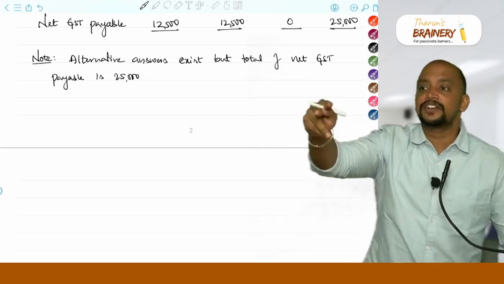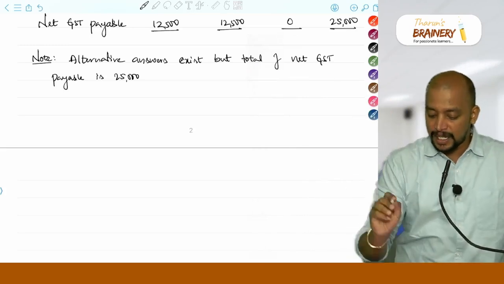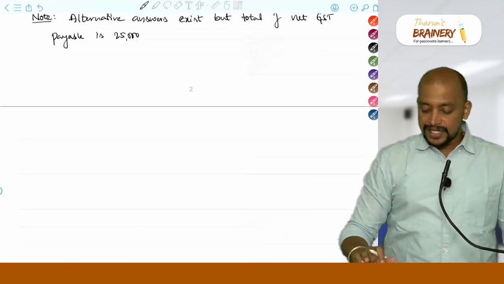And you ensure that you write this: wherever there is a possibility of alternative answers, you write, alternative answers exist, but the total of net GST payable is 25,000. Then look into the second illustration.